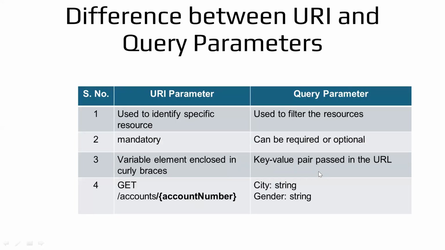Now, the difference between URI and query parameter. This is simple. First, a URI parameter is used to identify a specific resource, whereas a query parameter is used to filter the resources. A URI parameter is always mandatory. So this should be passed. This value is always required. You cannot keep it blank in the request. But a query parameter can be required or optional, as per requirement. If the query parameter is mandatory, then we have to pass it. Otherwise, we can define it as an optional one. We'll see that while we define it.